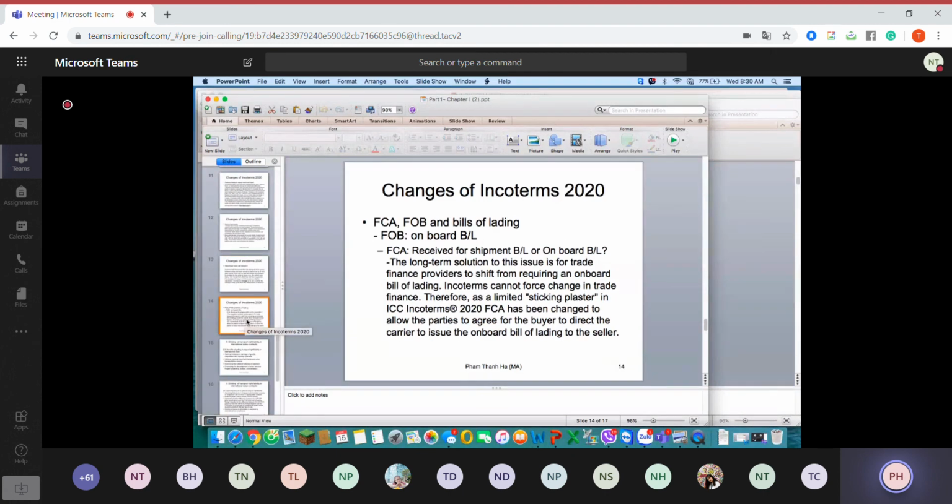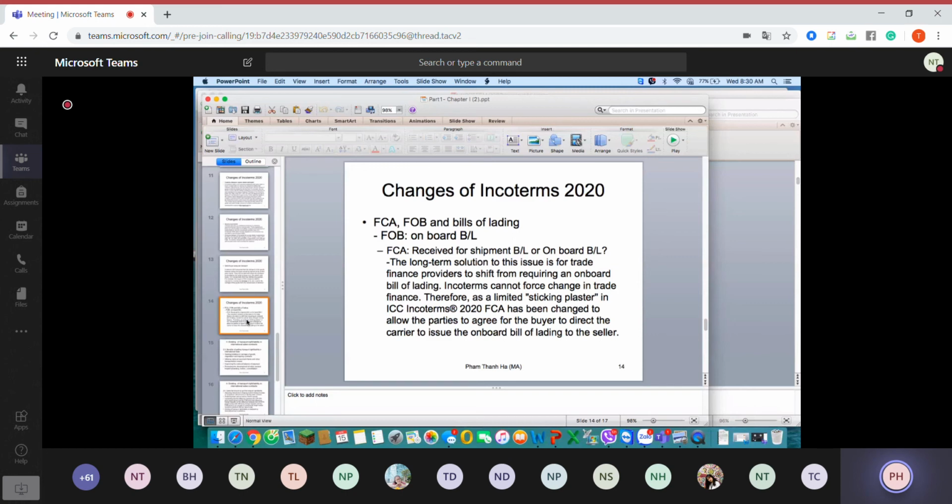And last but not least, the change in the FCA, which is related to the bill of lading. In the Incoterms 2010, we have three traditional terms and conditions, which means we have the FOB, CIF, and CFR, with the common characteristic that the seller is only seen as having fulfilled his responsibility when he has already loaded the goods on board of the vessel. So that's why the transportation documents that go together with the three contracts should be on board bill of lading.